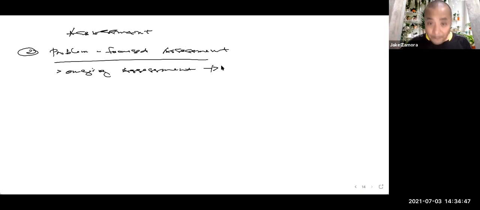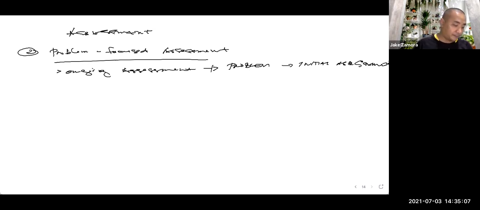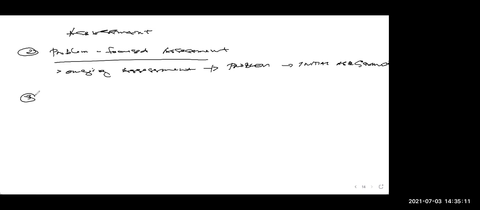So dito, yung focus mo na is about the problem na na-identify during the initial assessment. Okay? Nakukuha siya? Problem identified during the initial assessment. Nakukuha? Malinaw? Guys, I'm so clear?